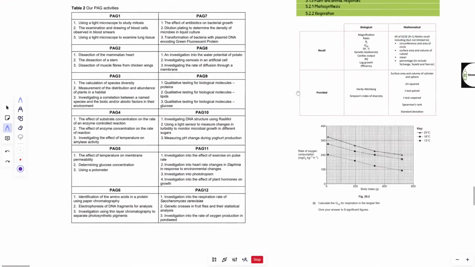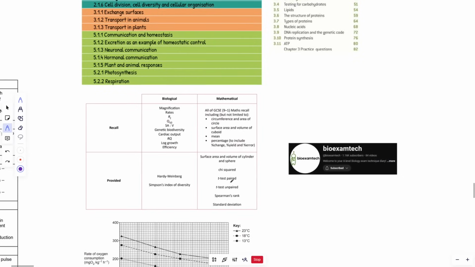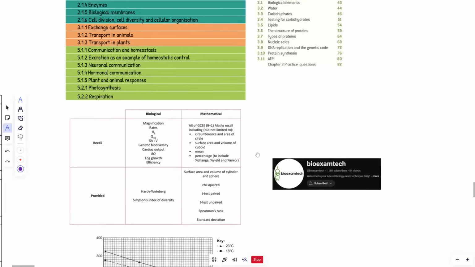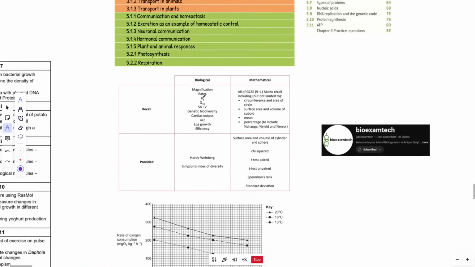Okay, so on the side of practicals, you've also got maths. All of this stuff right here is in the specification, so please go check it out. There's a lot of information in there, and it tells you what you need to recall and what is provided to you. Okay, so all of this stuff, you need to be able to recall the equations for this.